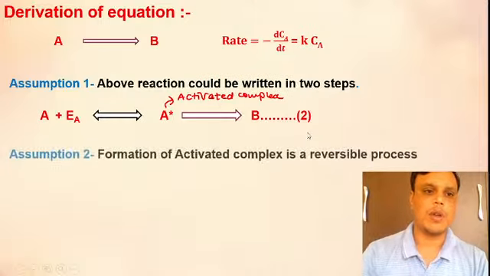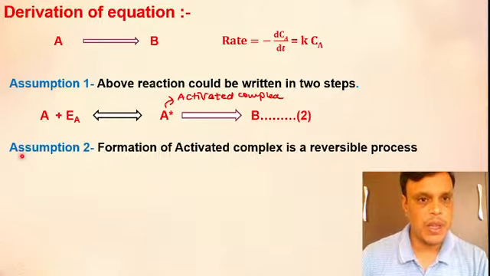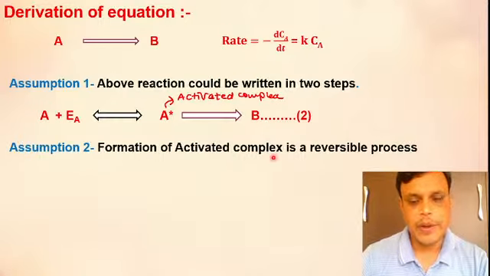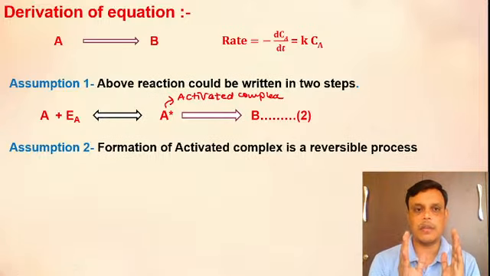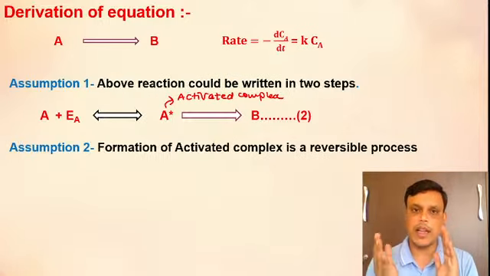Okay. Now assumption number 2. What is assumption number 2? Formation of activated complex is a reversible process. See these steps I have written in. This arrow indicates it is a reversible reaction. That means if the activated complex forms, again that activated complex can convert back into the reactant molecule. So there may be formation of activated complex, and again from activated complex formation of product takes place. Okay, so this is assumption number 2.